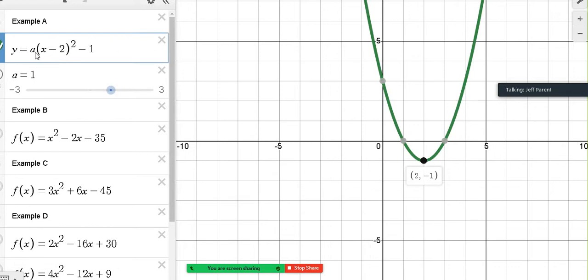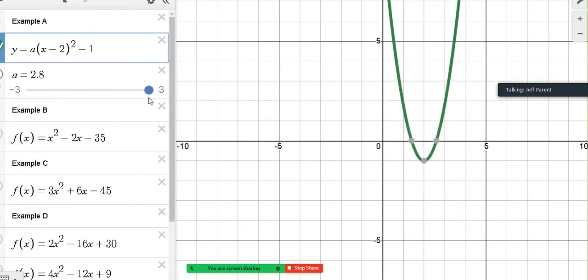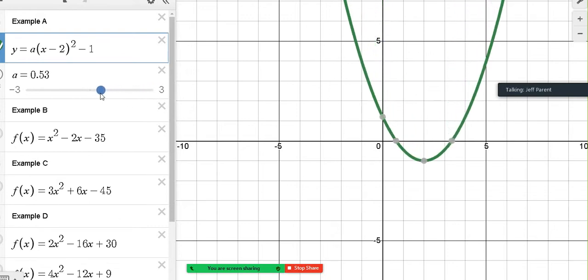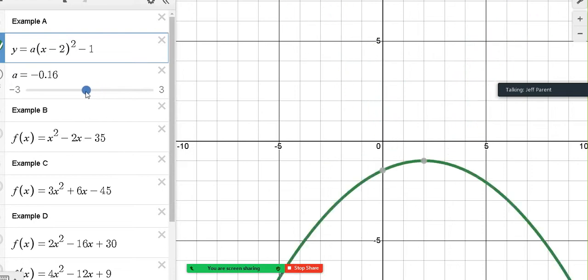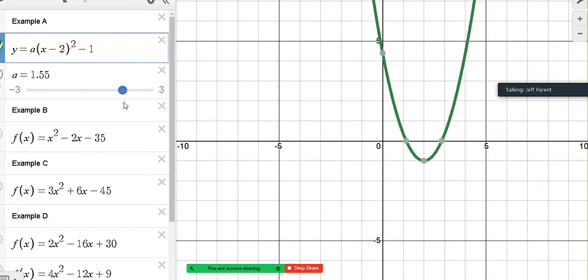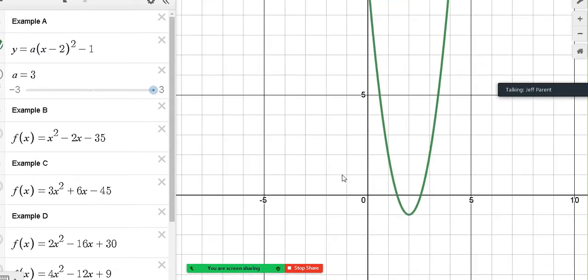Now, I've structured things here so that I can change the value of a. The value of a, if I increase it, makes it narrower. If I decrease it to between 0 and 1, it gets very, very wide. And then for negative values, it opens down. So, in any case, our value is stuck here at 3. Let me put that back here. Let's see if we can't determine a few other things about this parabola.